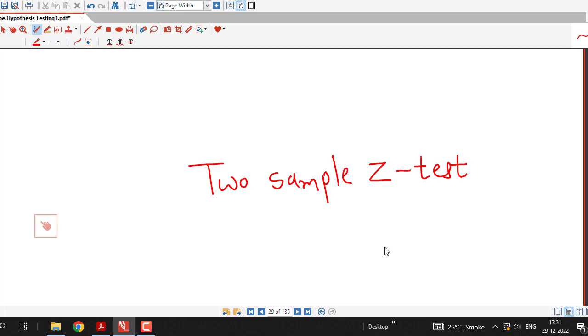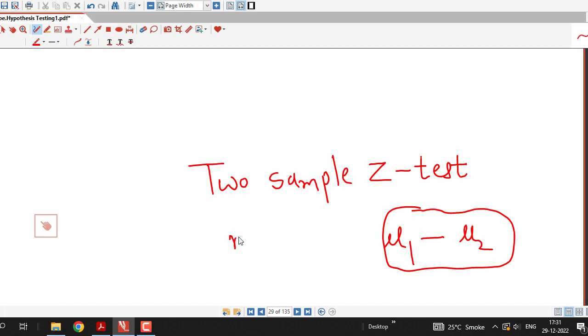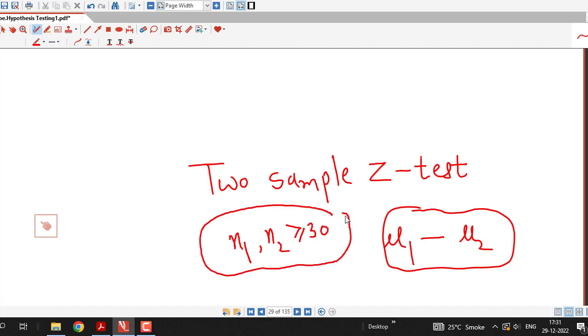So this is all about this lecture. Here we have discussed how we can apply the two-sample Z test to test whether there is any significant difference between the two population means. That is, we are testing the differences of population means, and if sample sizes are greater than or equal to 30 for the samples which we draw from the given populations, then we can apply the two-sample Z test.